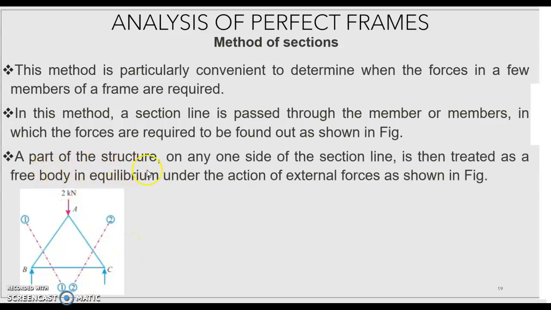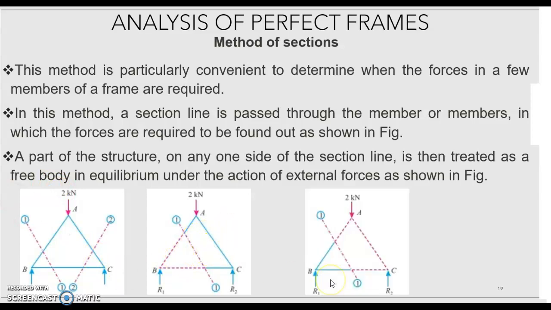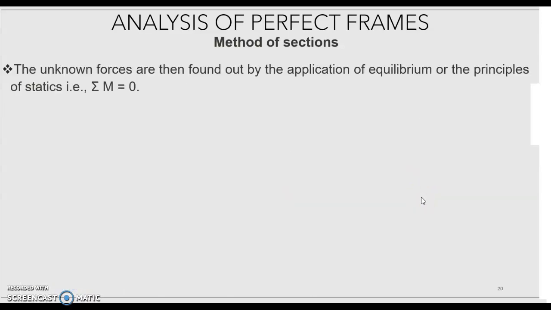The sections should be selected in such a way that the part of the structure on the right side or left side of the section is in equilibrium. So here section 1 is taken. If we take section 1, then the right of the section is in equilibrium, or the left of the section is in equilibrium. You can use the left or the right of the section. Then take the moment of the forces. Unknown forces are found by applying moments of forces. Sigma M is equal to 0.